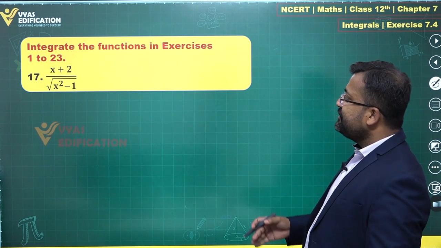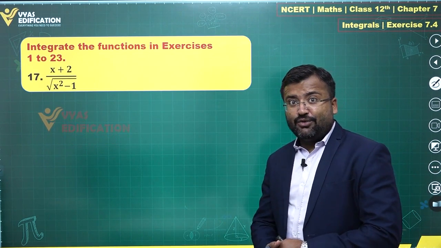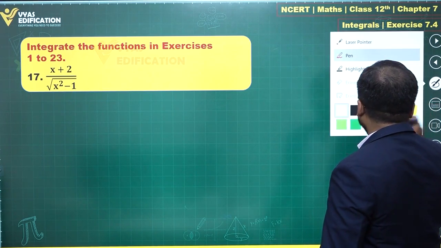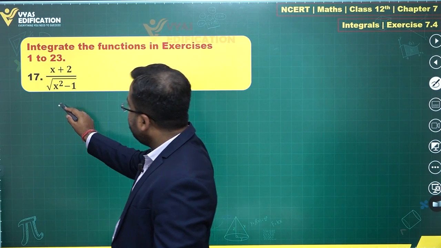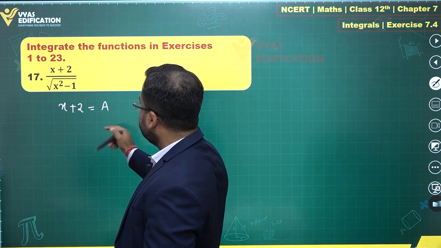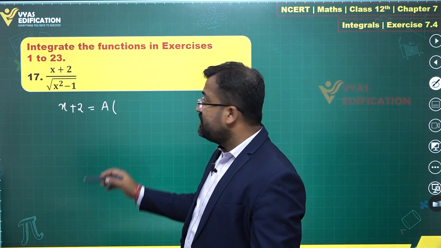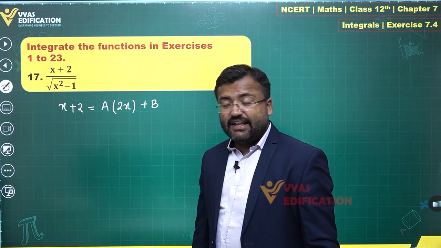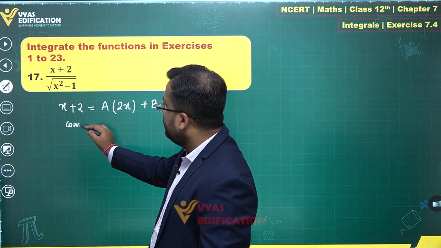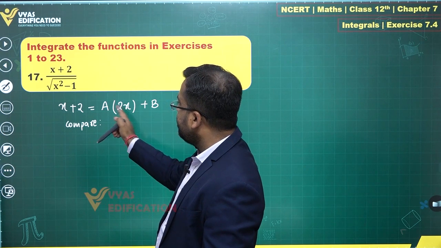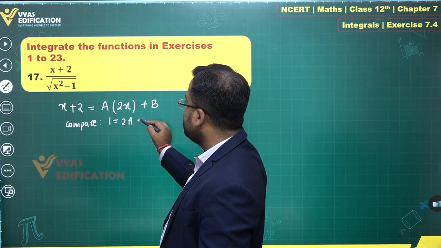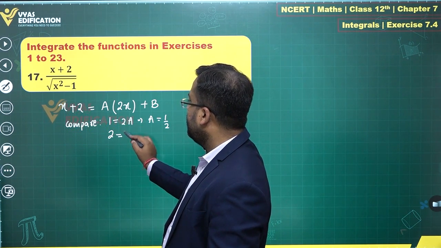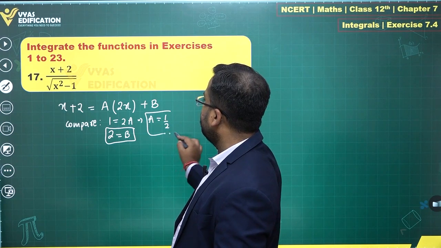Question number 17 says, integrate x plus 2 upon under root of x square minus 1. Now once again, this is linear upon root quadratic, so we'll have to write that linear in some particular form. That x plus 2 has to be written as a times the derivative of x square minus 1, which is 2x, plus some other b. And since this is an identity, compare the coefficient of x. Simple idea. 1 is equal to 2a, that tells me a will be equal to 1 by 2, and 2 is equal to b, that gives me the value of b. This gives me the value of a.